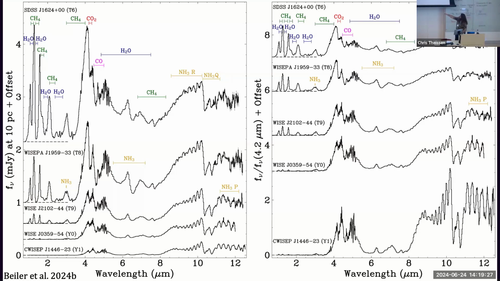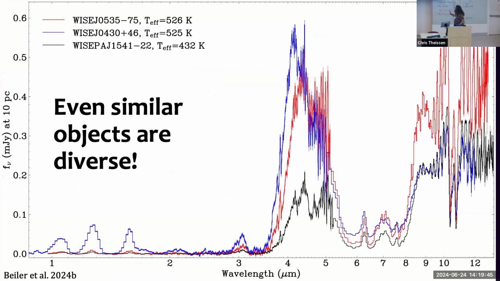I should say that on the left is things plotted in absolute flux space. On the right, it is plotted normalized to 4.2 microns. They're the same plot. Essentially, the one is stretched for the hot objects, and this one is stretched for the cold objects. So you can get a sense of the features in both of them. But even with this diversity, we have so much diversity, and that's because even similar objects are very diverse. So here we have 3 different objects.